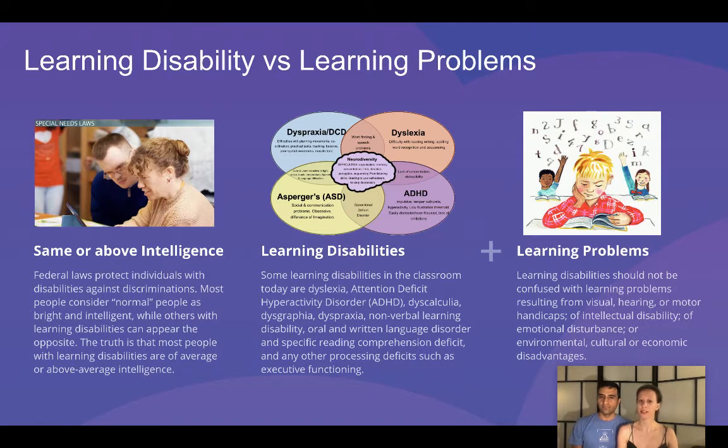Then, learning disabilities is a category with executive dysfunction, such as dyslexia, ADHD, dyscalculia, and so more, such as the nonverbal learning disabilities and oral or written language disorders. On the other hand, the learning problems, it's something that results from visual, hearing, or motor handicaps, and also so much more, such as cultural or economic disadvantage.